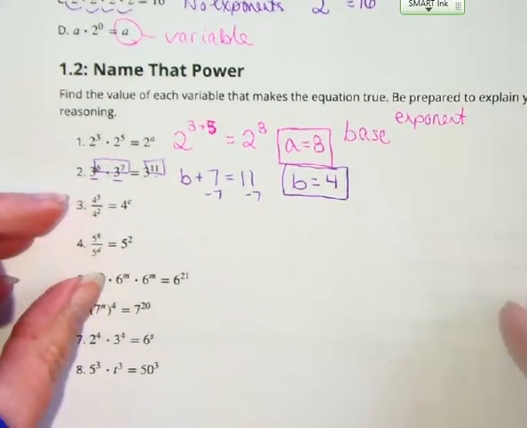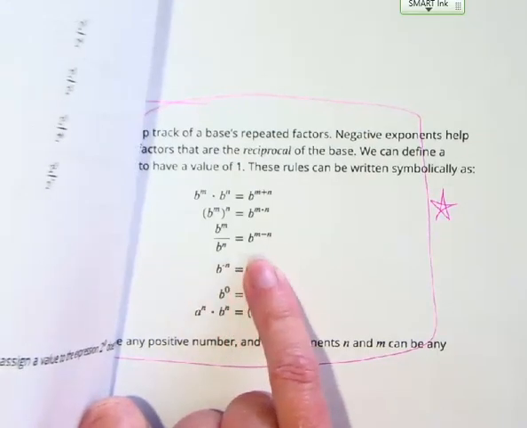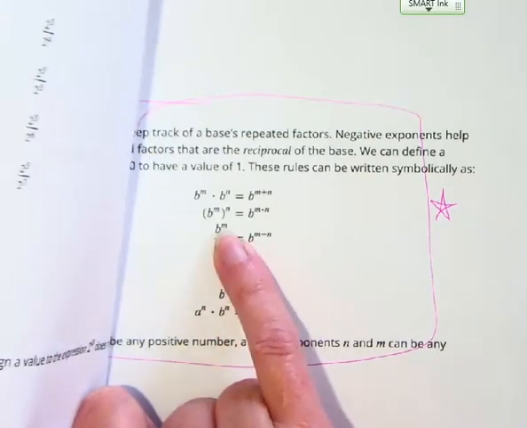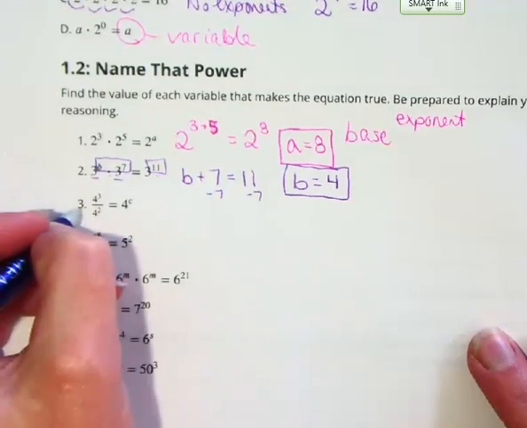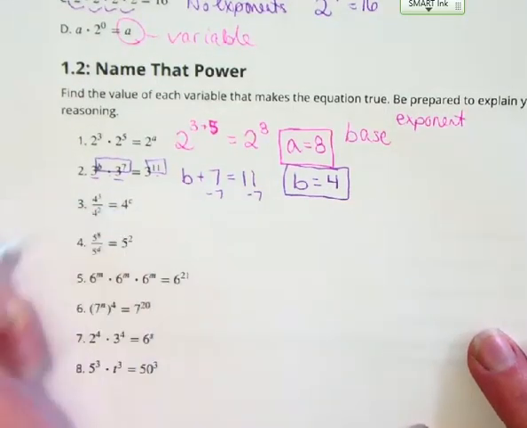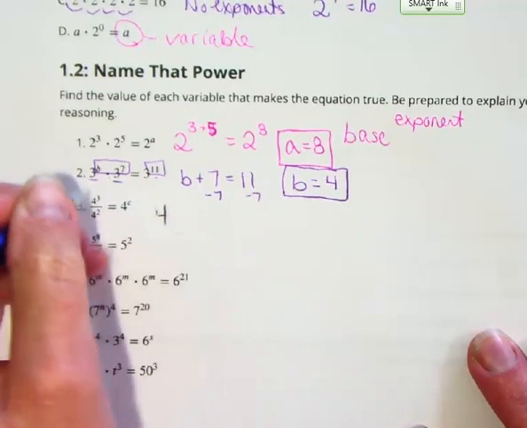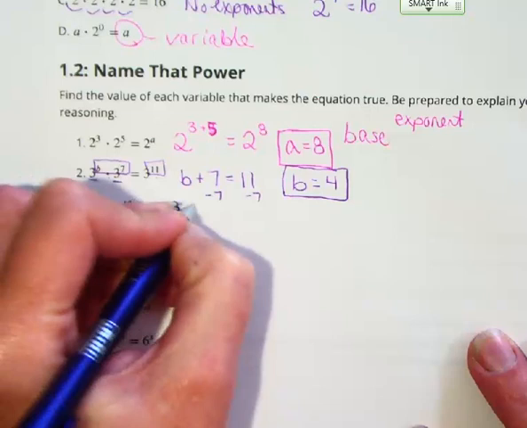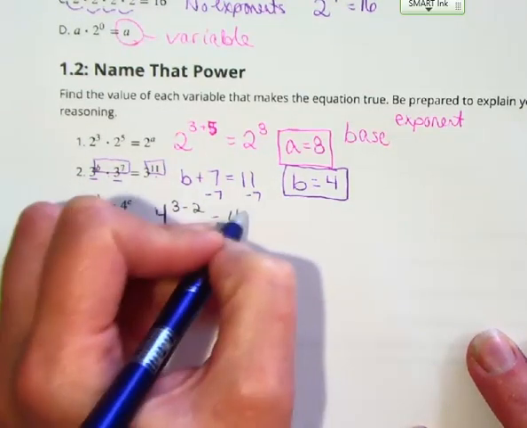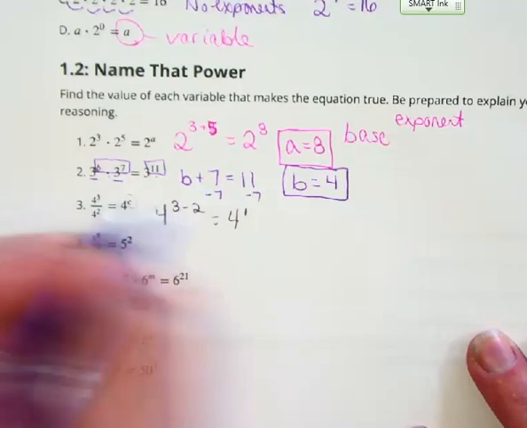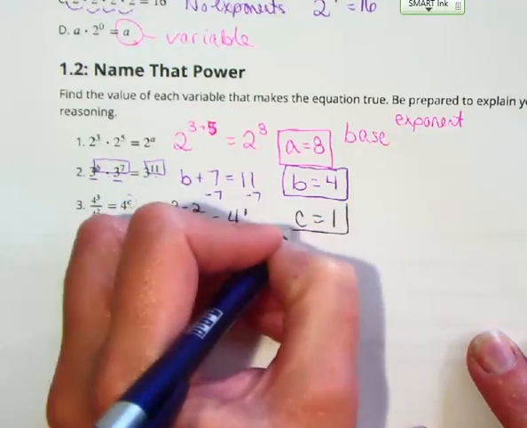All right. 3 and 4 uses a different rule. I see that we're dividing bases and exponents. When I go back and recheck my rule, that tells me I'm going to subtract the exponents. So numerator minus denominator exponent. So for part 3, they both have a base of 4. So we're going to have 4 to the 3 minus 2 exponent. And 3 minus 2 is, of course, 1. So c would have to be 1 so that we'd have 4 to the first power.